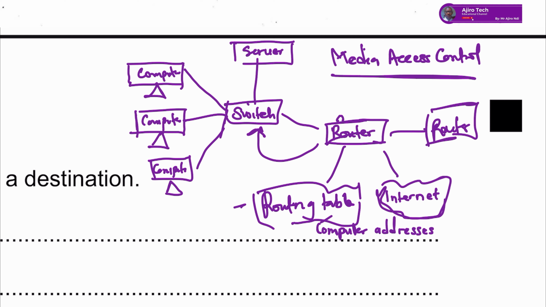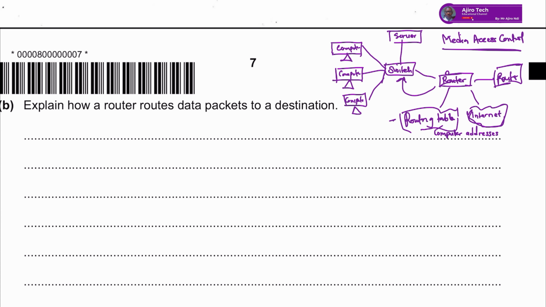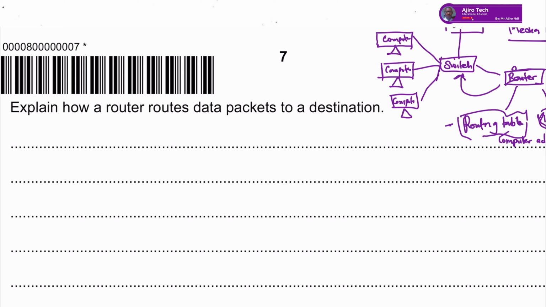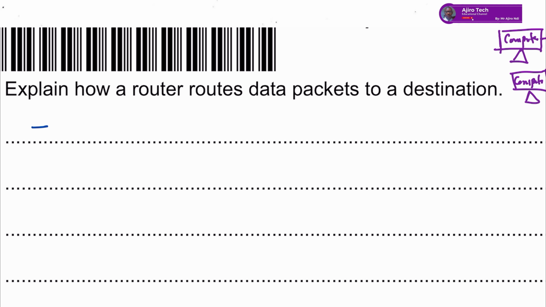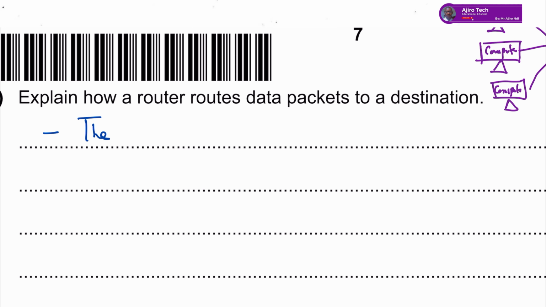Okay. So let's see how we can put this into work. So this is our 4 marks. Let's see how we can do this. So the first thing we look at, because you have to put it in steps, is the data packet. Now look at the question: explain how a router routes a data packet to a destination.